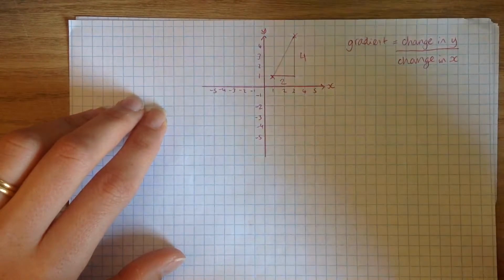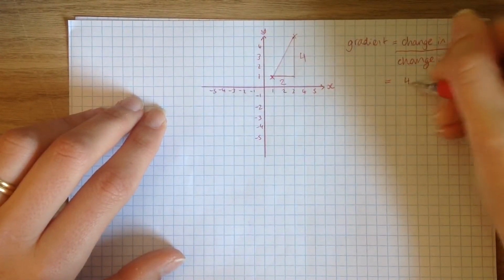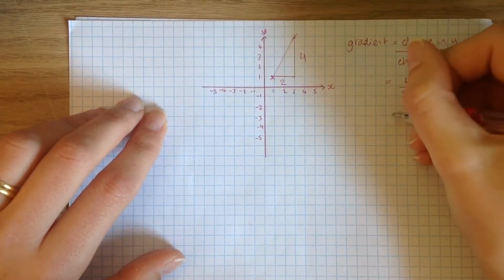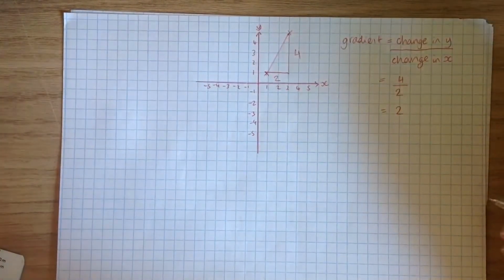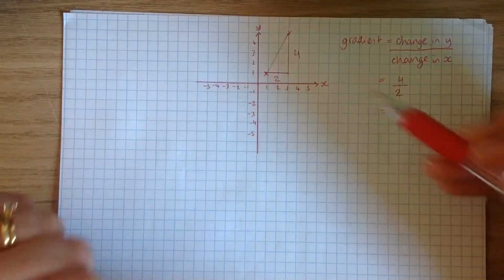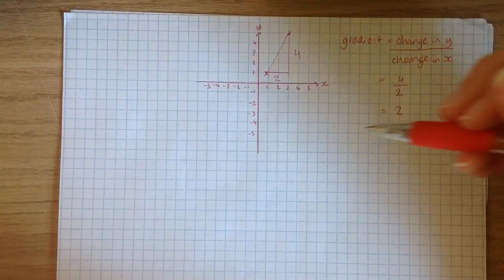Okay, so the change in y is the height of my triangle, which is 4, and the change in x is the base of my triangle, which is 2. So I end up with 4 over 2. 4 divided by 2 is 2. Okay, fantastic. We can do that, not a problem. It's positive 2 because the line is going upwards. If the line was going down, then it would be a negative gradient.